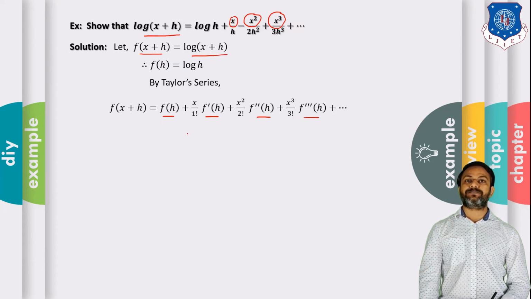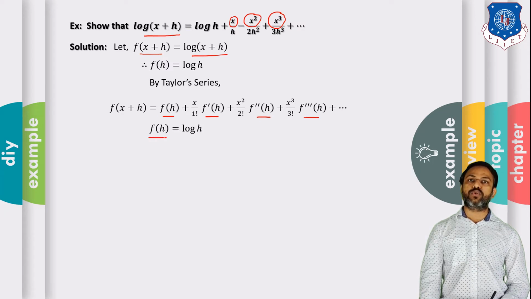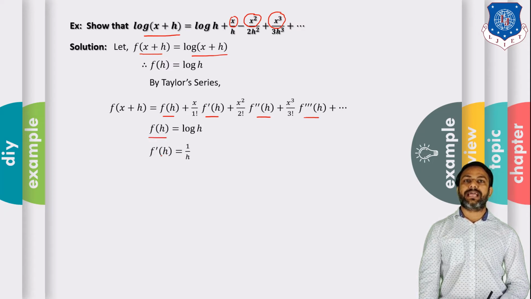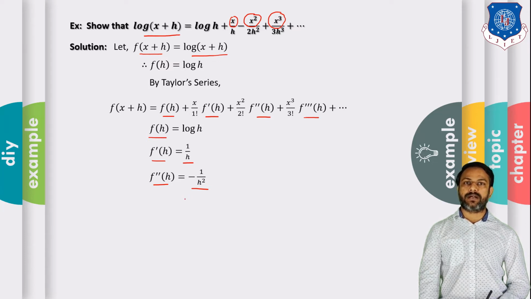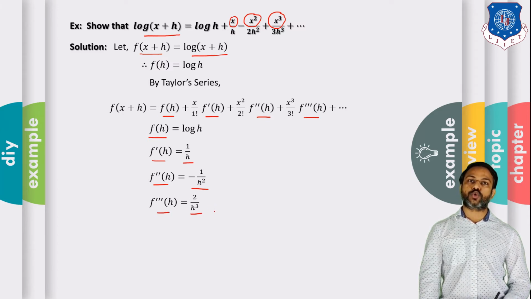So let's start with first derivative. f of h is equal to log h. We have f dash of h is equal to 1 by h. We know the differentiation of log. Now second derivative, f double dash of h is equal to minus 1 by h square. Third derivative, f triple dash of h is equal to 2 by h cube and so on.